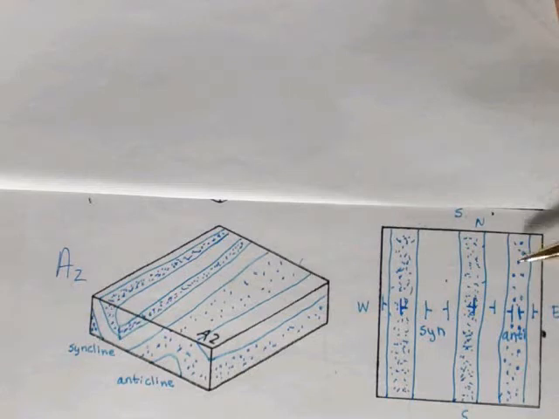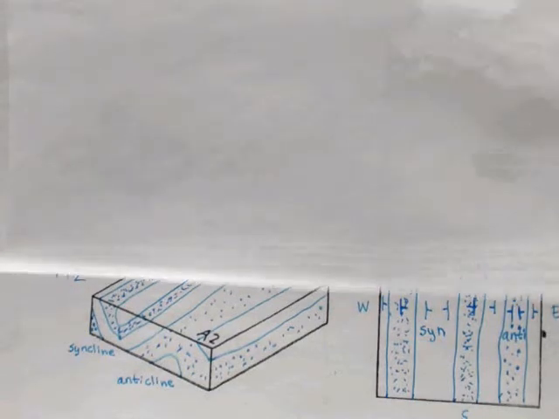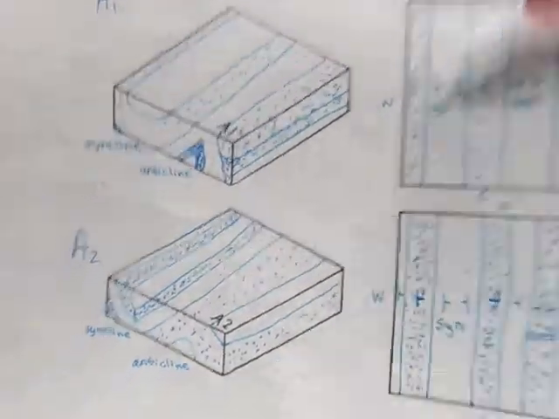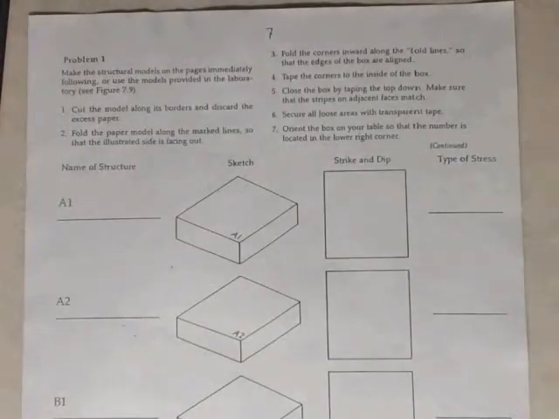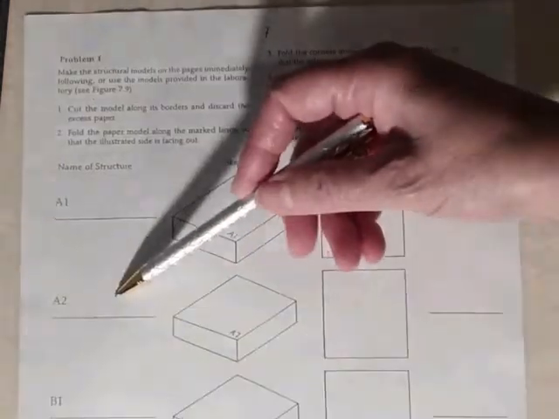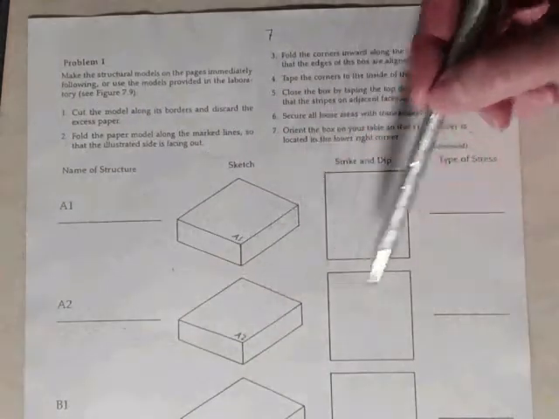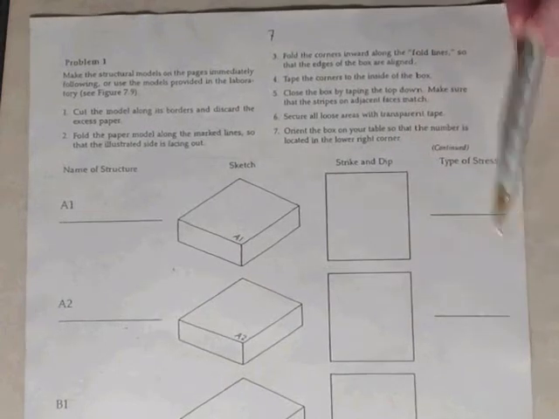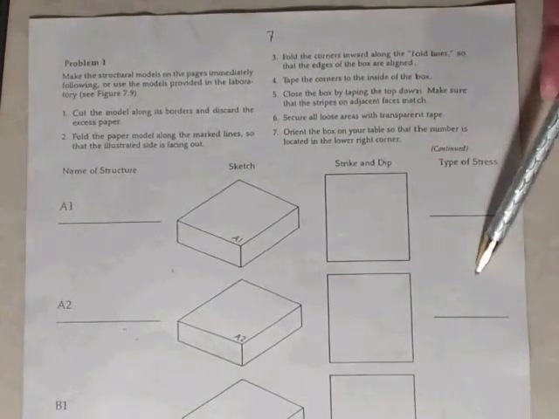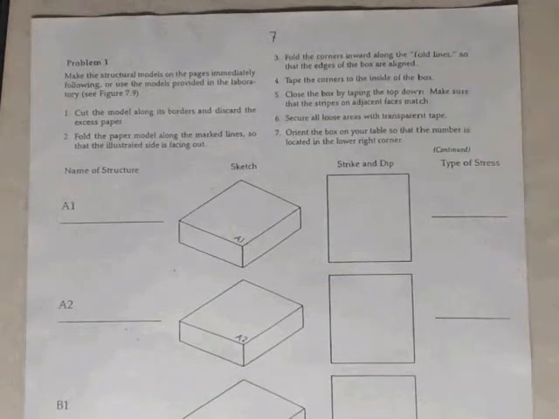Okay, so that's the strike and dip pattern for box A2. And again, this is a syncline anticline structure. So that would be what type of stress? You need to fill that in on your page 7 for box A. Syncline, anticline, got your sketch, put in your strike and dip, and the type of stress. Once again, compression forms both a syncline and an anticline.